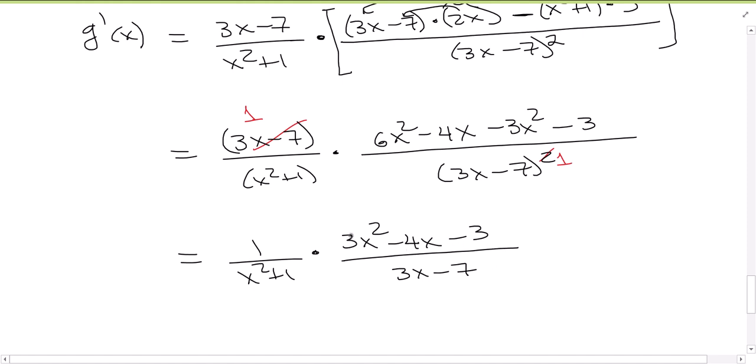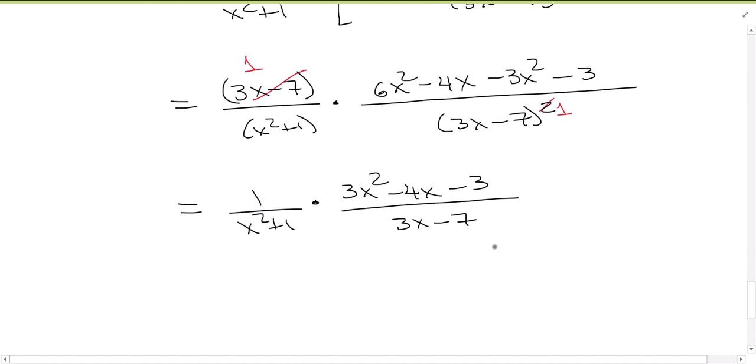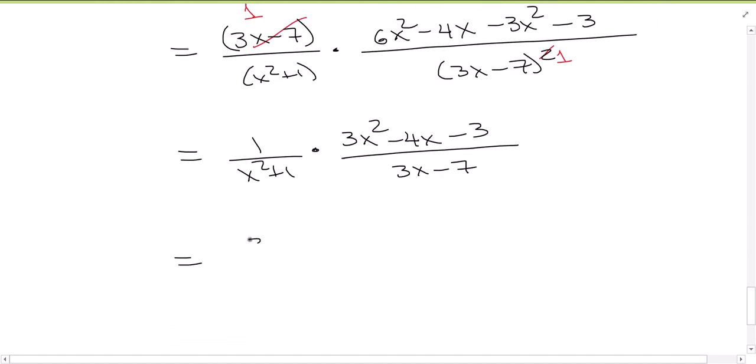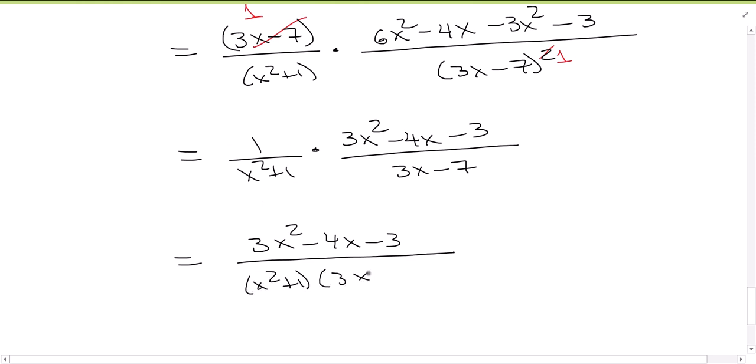Okay, that's this factor. Two numbers that multiply to negative 9 and add up to negative 4. That's not going to work. And so, no. So that's as far as we can go. So I'm just going to leave it then as 3x squared minus 4x minus 3, right? That numerator times that numerator divided by that denominator times that denominator, x squared plus 1 times 3x minus 7. Phew. And so that is the derivative of g of x. So that will be g prime of x.